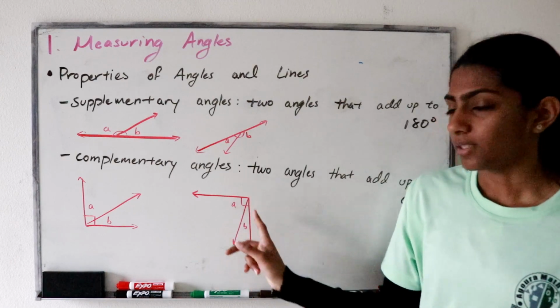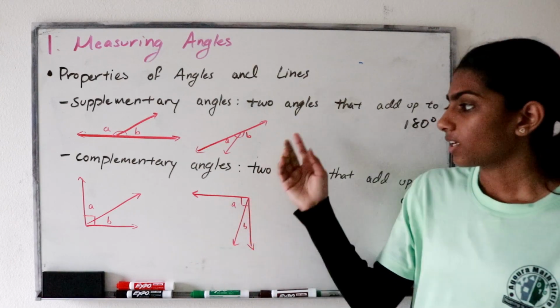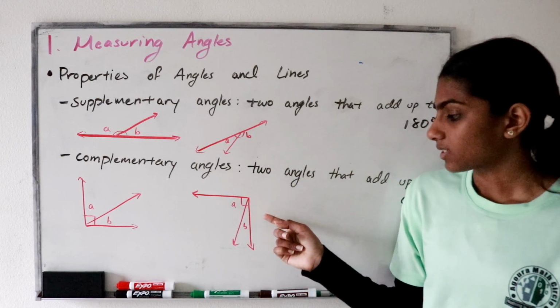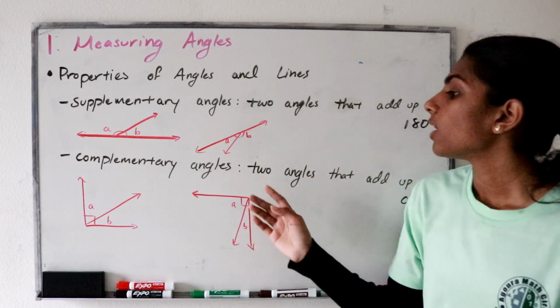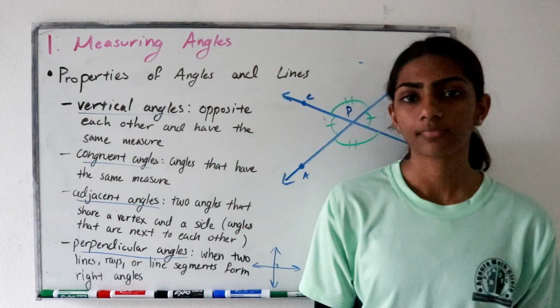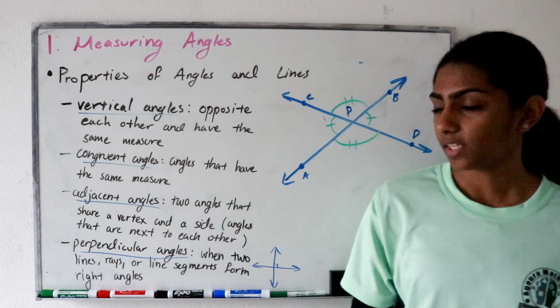So 2 pieces add up to 90. And so just like how we refer to each other as supplements here, we refer to each other as complements here. So angle A would be the complement of angle B, and angle B would be the complement of angle A. So here are some more properties of angles and lines.